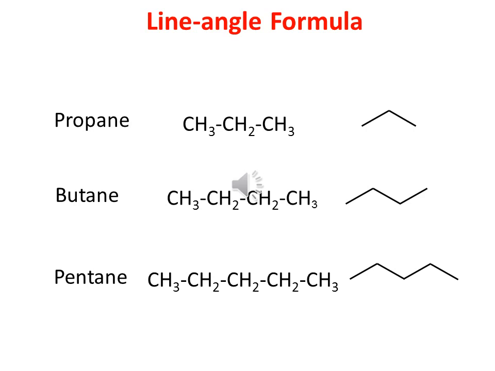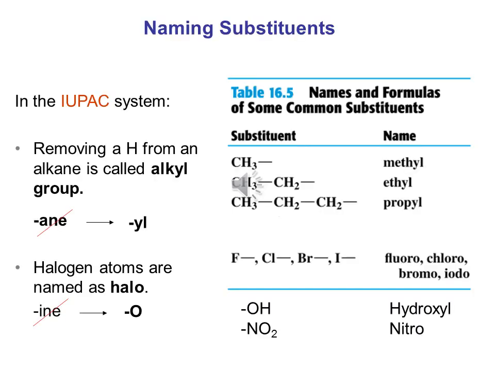Or the line angle formula may also be used to represent propane. Here each corner is representing a carbon which is fully satisfied with hydrogen atoms. So here I have represented the line angle formula of butane and also shown the structural formula of butane. So butane is represented in the normal way as well as in the line angle formula. And similarly I have represented the line angle formula of pentane. Here each corner is representing a carbon that is fully satisfied with hydrogen atoms.